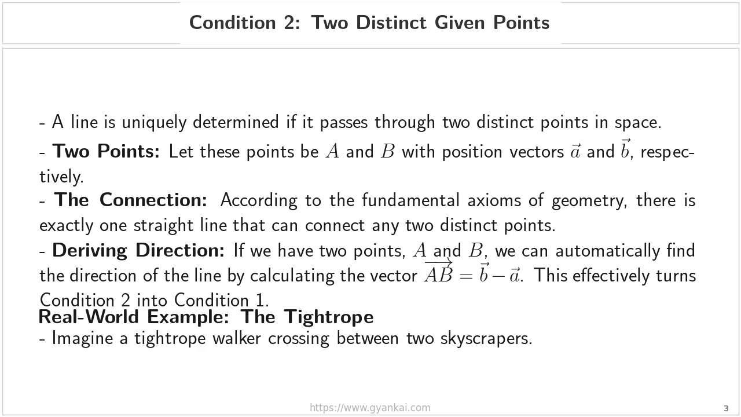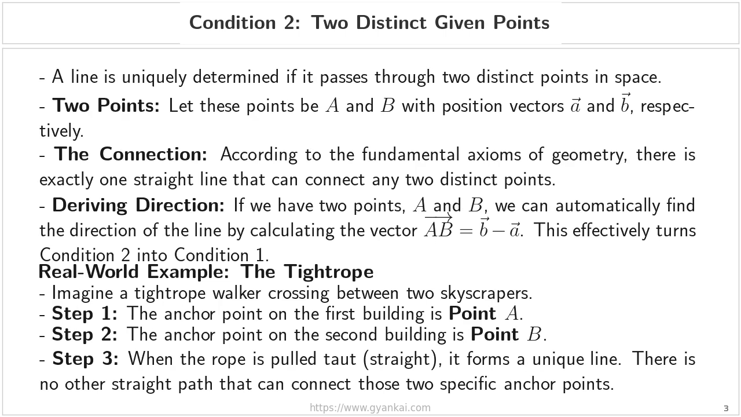To make this more concrete, think about a real-world example. A tightrope walker crossing between two skyscrapers. First, imagine the anchor point attached to the first building. That is our point A. Second, imagine the anchor point on the second building. That is our point B. Once the rope is pulled taut and made perfectly straight, it forms a single, unique line. There is no other straight path the rope could possibly take to connect those two specific anchors.